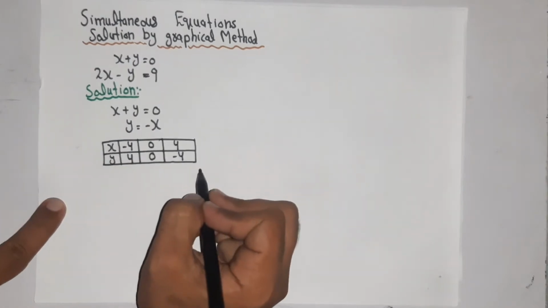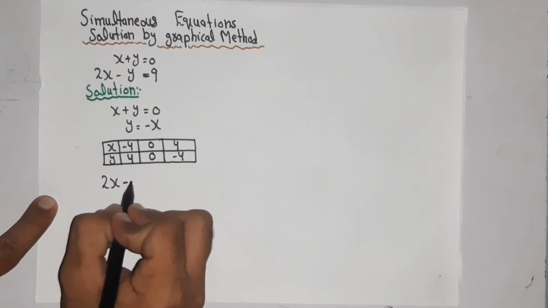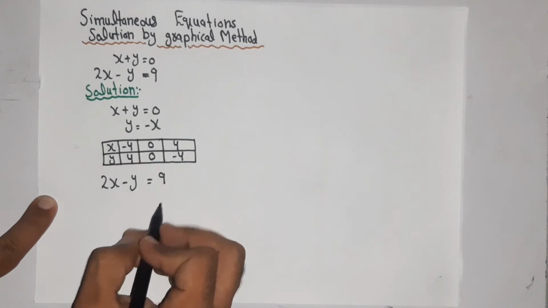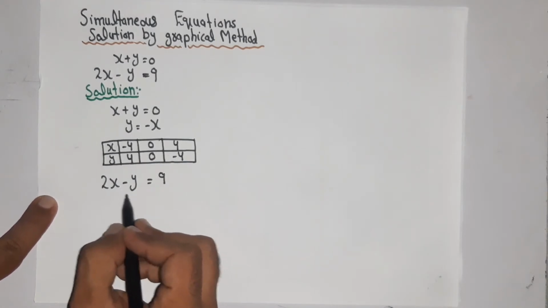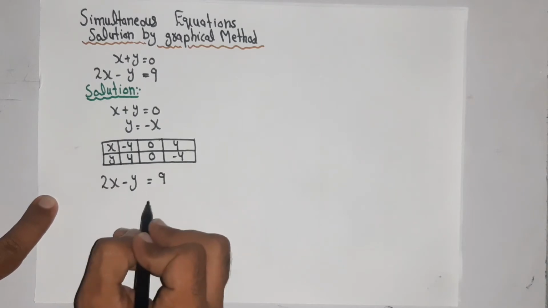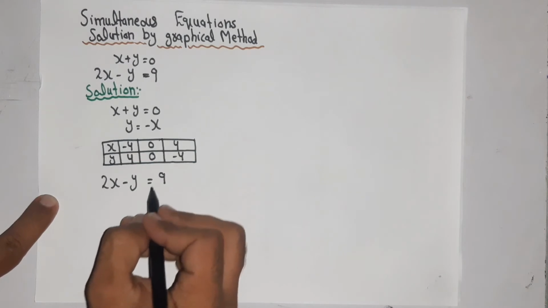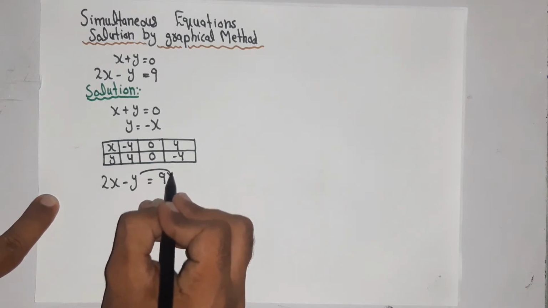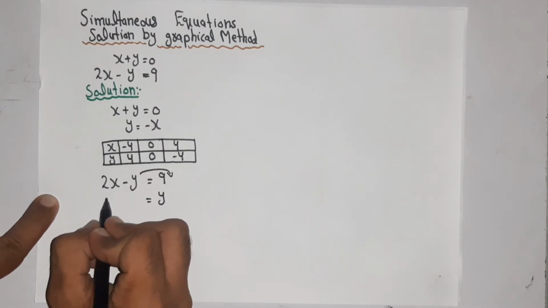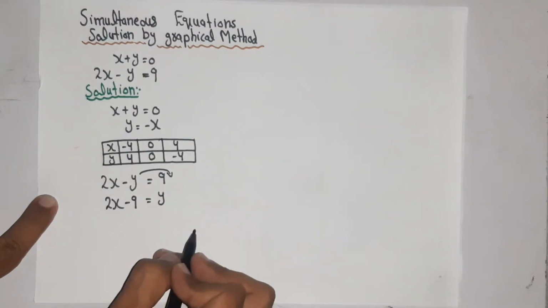Okay, so now we have the second equation, that is 2x minus y equals 9. We have to make any variable, x or y, the subject of the equation. This means we will keep y on one side or x on one side, and all the other values on the other side. So if we shift this y to the right side, y will be positive because it is negative here. We'll write 2x as it is and then minus 9. So y will be equal to 2x minus 9.